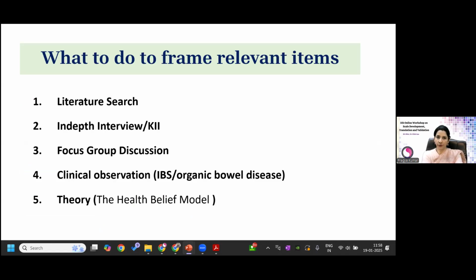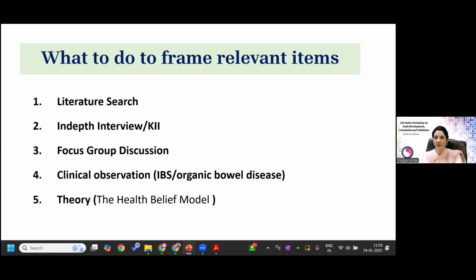So how do you frame a relevant item? Generally, you do a literature search and you do in-depth interviews. You may do focus group discussion. You can do clinical observation also. Clinical observation helps with what all you will have as indicators in your construct. And then you can also go by theory. Like if you are going to develop something on the health belief model, then you can frame items based on that theory.